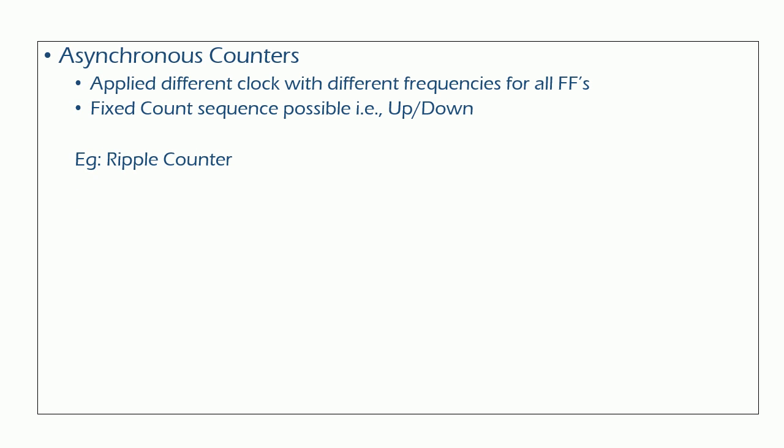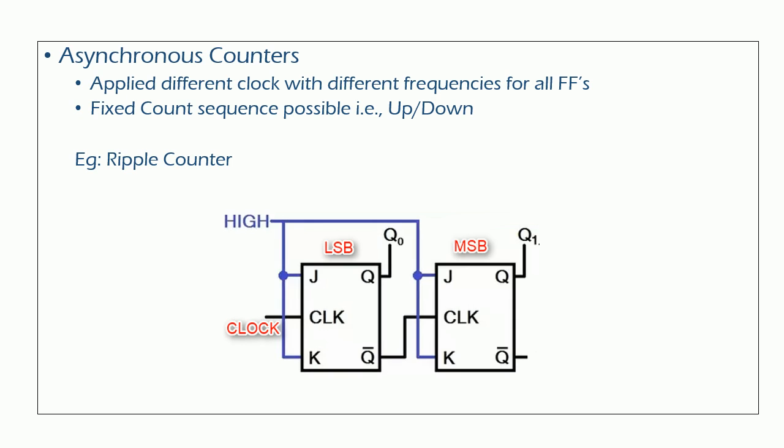Next we see the asynchronous counter. As the name itself suggests, here the same clock won't be applied to all the flip-flops. Here we can see one example. We are taking two flip-flops. In these two flip-flops we are giving the external clock to only one flip-flop. The second flip-flop's clock depends upon the output of the previous flip-flop.